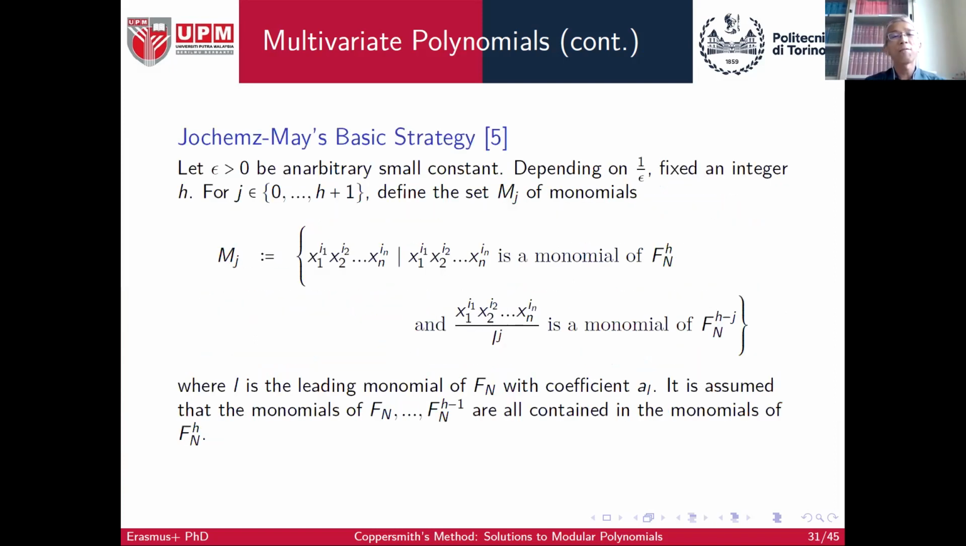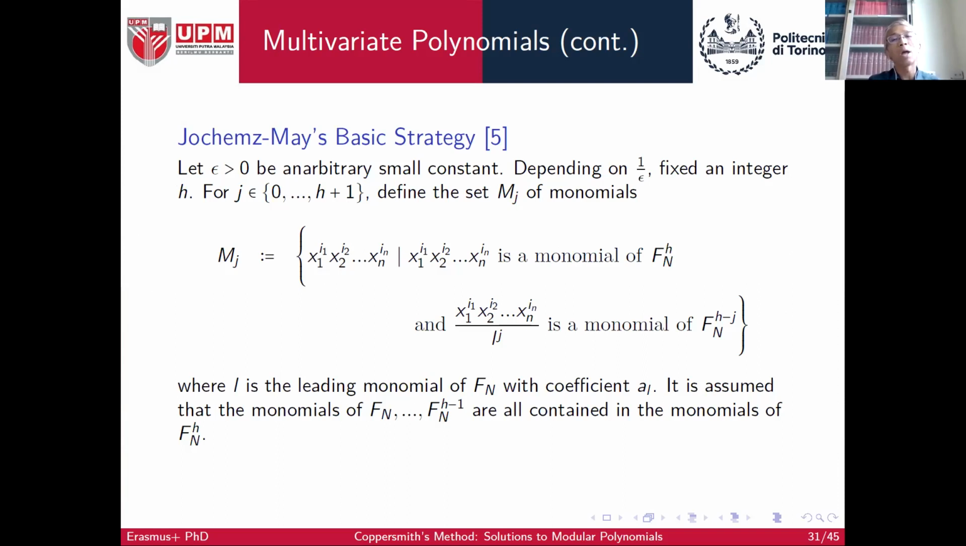So let's have a small peek at Coron and May's basic strategy. Let epsilon be greater than 0, an arbitrarily small constant, depending on 1 over epsilon. We fix an integer h, and for j between 0 and h plus 1, we can define the set Mj for this monomial. Now, just before I carry on, this integer h is exactly the same as how we find it in the Coppersmith univariate case.